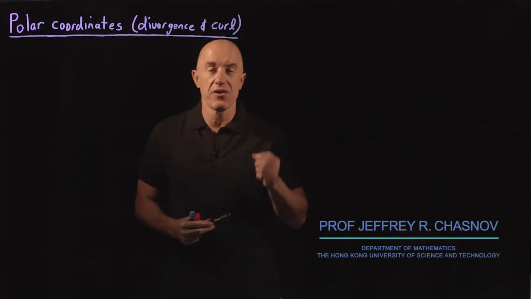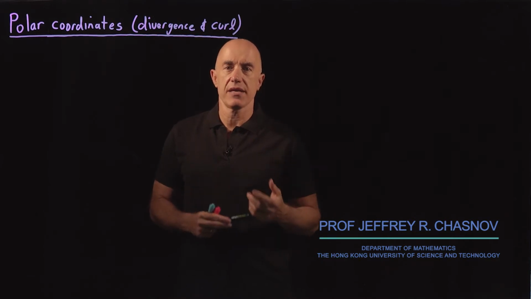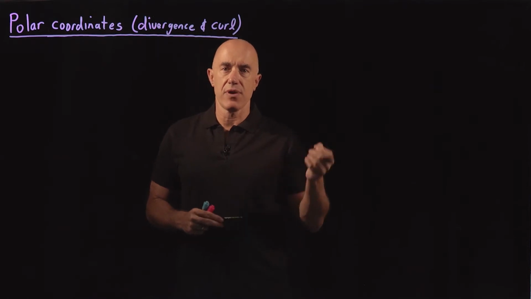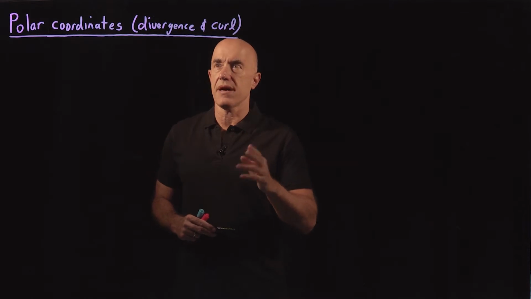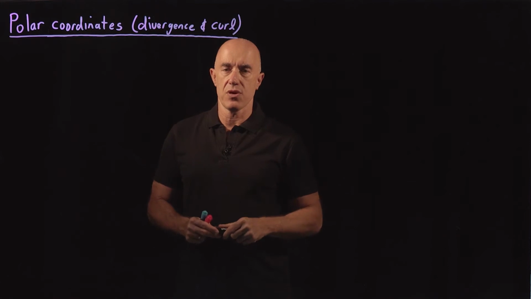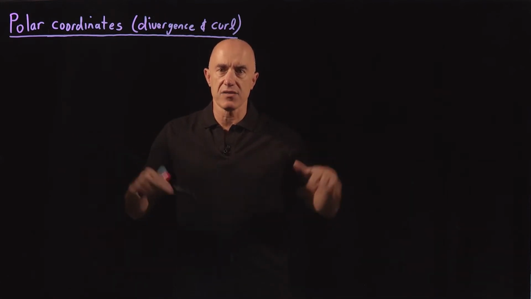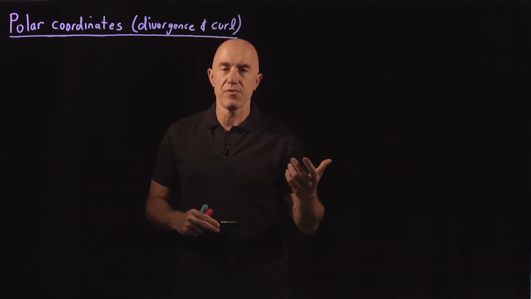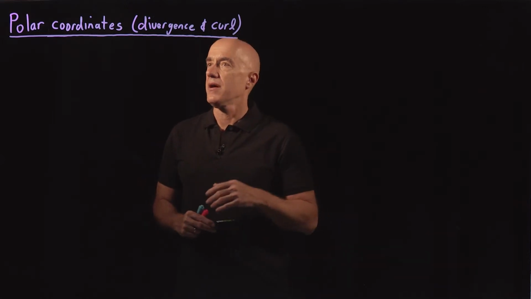In the previous video, I defined polar coordinates, and we computed the gradient operator in polar coordinates. The gradient operator operates on a scalar field. In this video, I want to talk about the divergence and the curl of a vector field in polar coordinates. So our vector field is living in 2 dimensions in the xy plane, and we're using polar coordinates r, theta to represent the coordinates of the vector field.